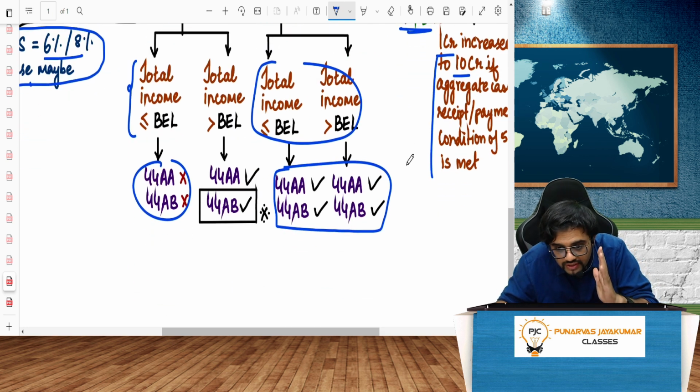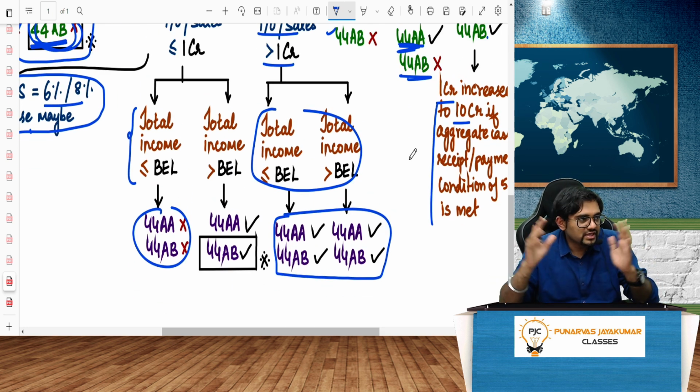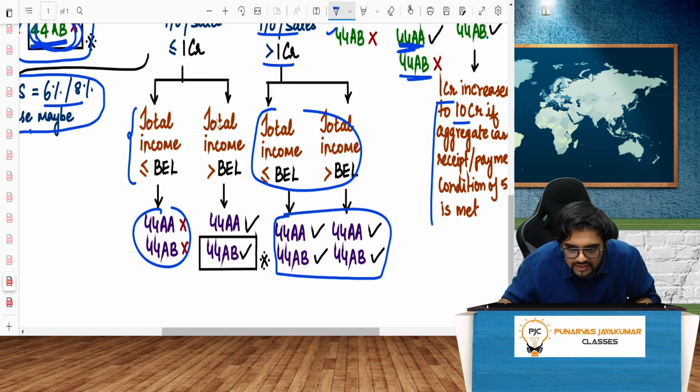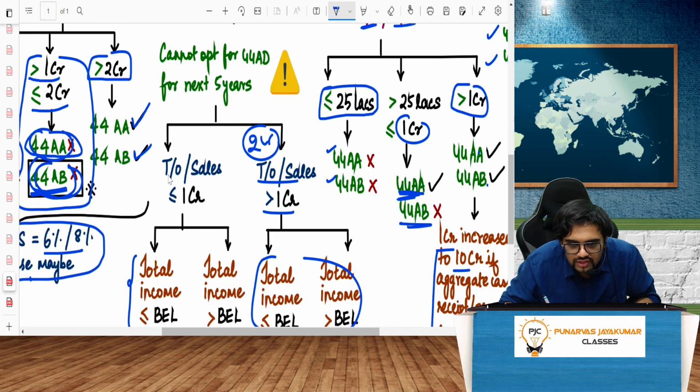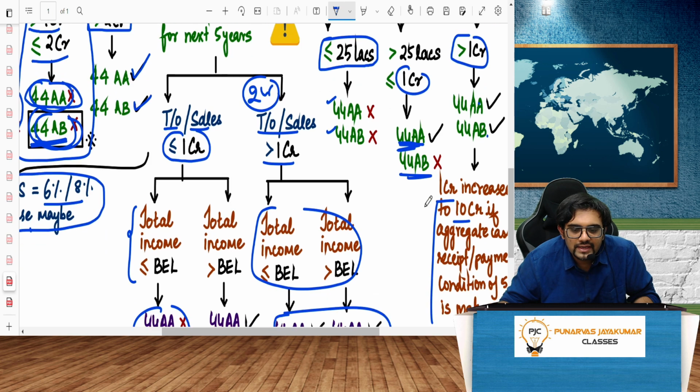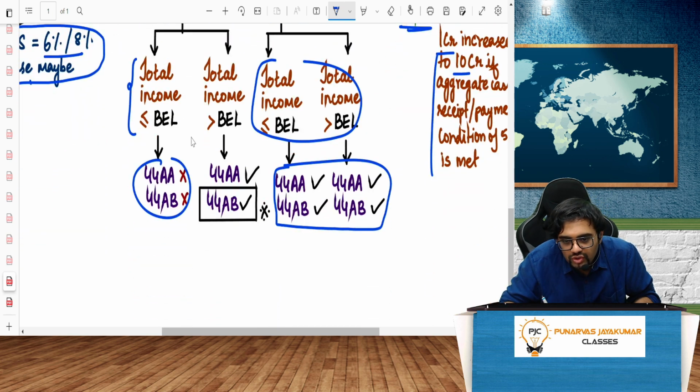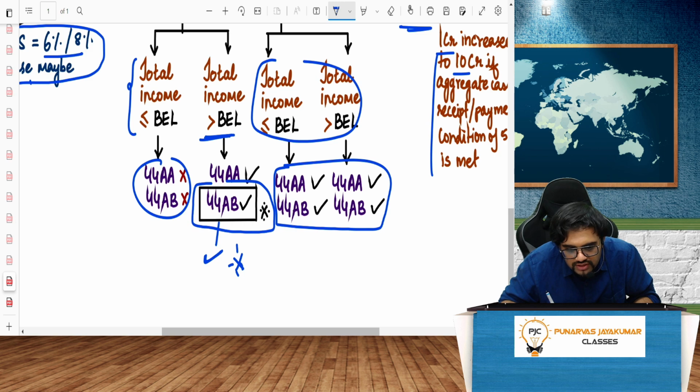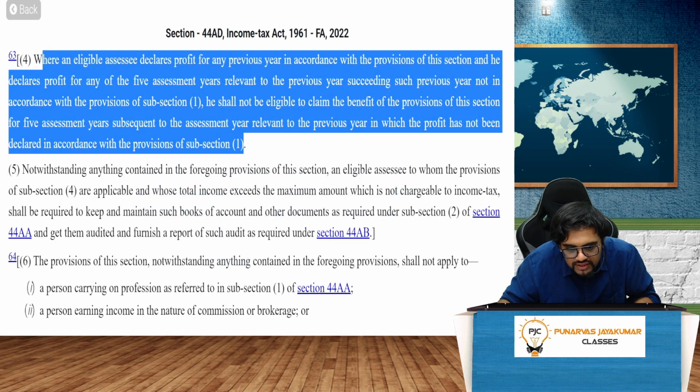Now, this is the important thing, because of the interconnection. If your turnover or sales is less than or equal to 1 crore, and the total income is more than the basic exemption limit, 44A also will come, 44AB also will come. This is what this section says. One small section they have put here.